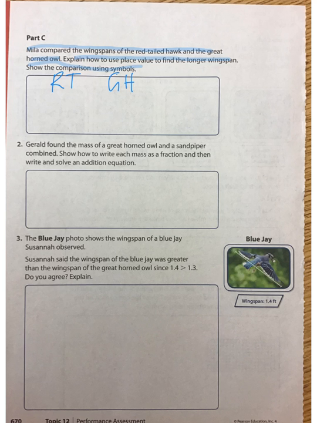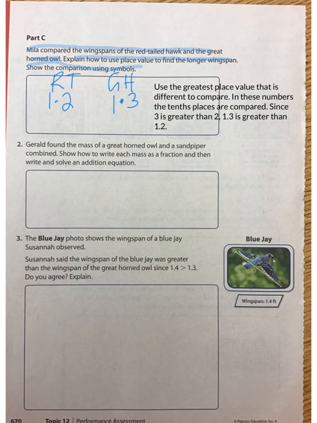If I look on the other page, we're looking at the wingspan. The red-tailed hawk is 1 2/10 meters, and the great horned owl is 1 3/10 meters. If I'm comparing using place value, my ones places are the same. So then I look at the tenths place. Since 3 is greater than 2, 1 3/10 is greater than 1 2/10. I'm going to do that in another color so you can see it better. Or 1 2/10 is less than 1 3/10.